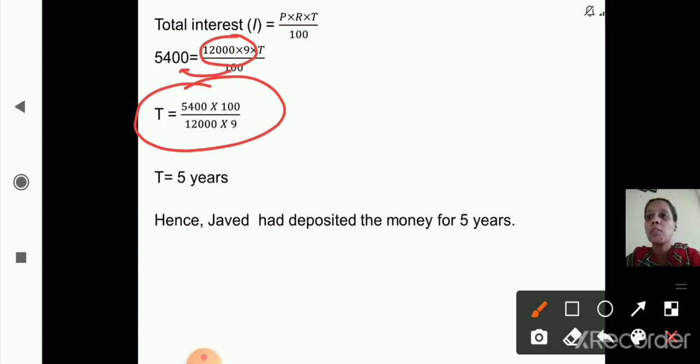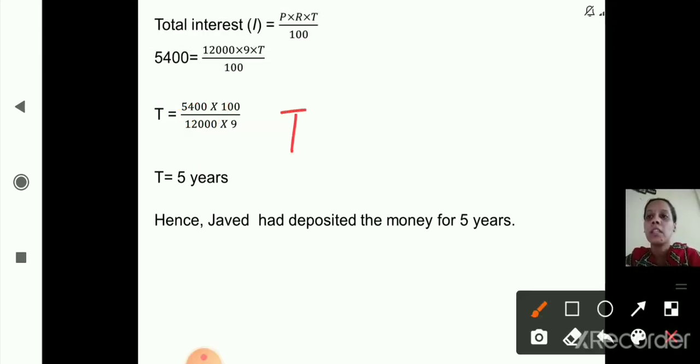Now these 3 zeros will get cancelled. 1, 2, 3, here these 1, 2, 3 zeros will get cancelled. Now we can cancel this. 9 ones are 9, 9 sixes are 54, and 0 here. So what did we get? 60 upon 12. 12 ones are 12, 12 fives are 60. I am showing it here. This is 5,400.